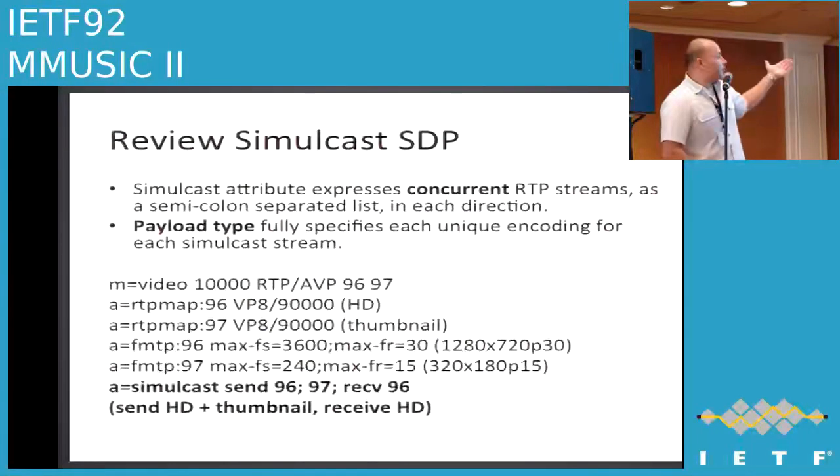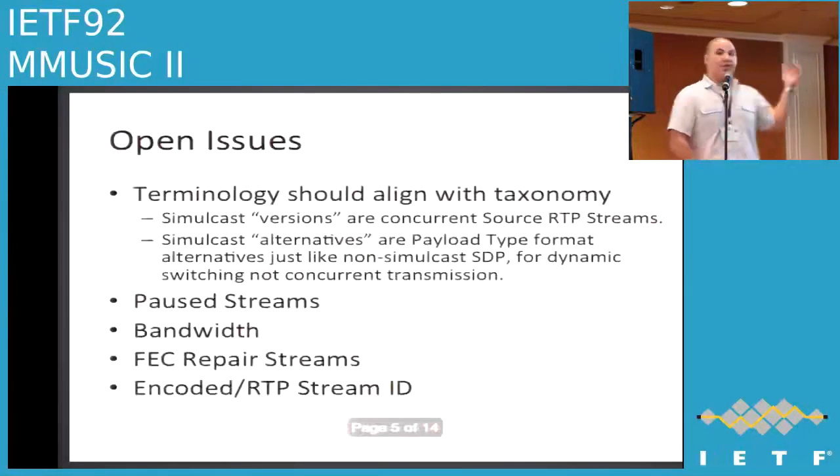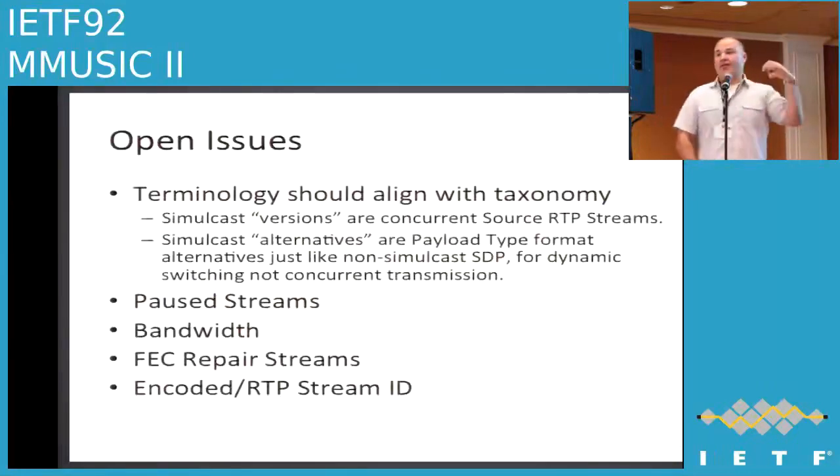Okay, next slide, please. So the first open issue was to clarify the terminology, to emphasize the point of concurrency, that simulcast is expressing concurrency. We called it simulcast versions. It's probably a bad word. We need to find something better to describe that and align better with the taxonomy. These are really multiple concurrent source RTP streams, and we won't use that full blob, but we'll figure out a good way to wordsmith that.